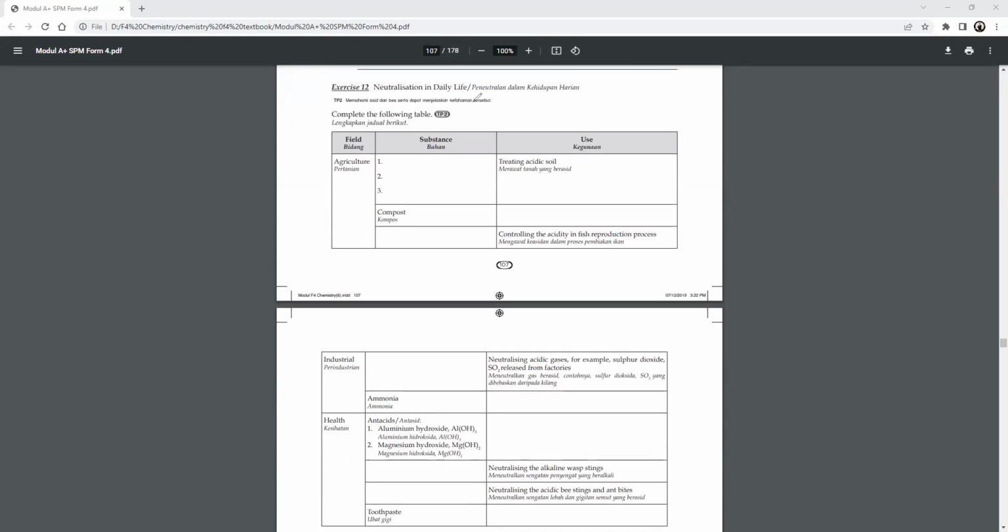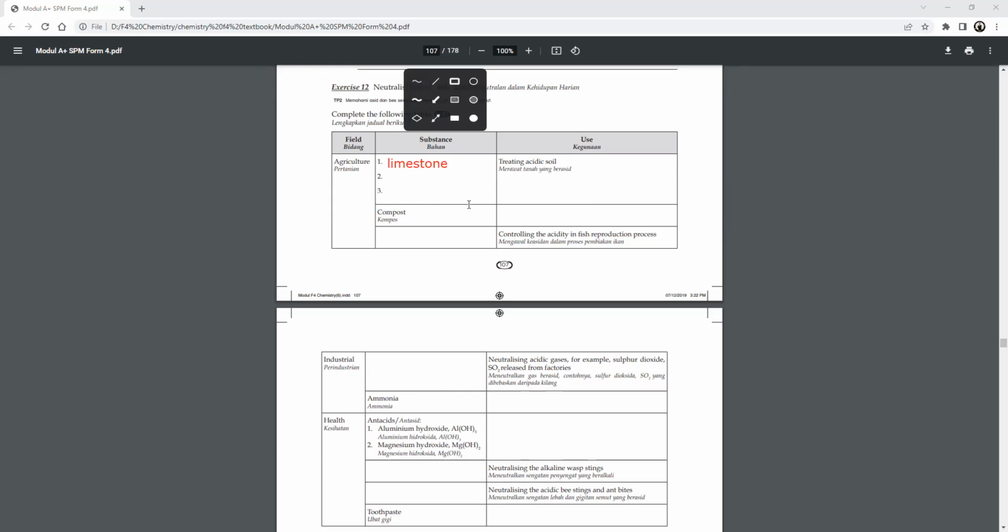Neutralization and its use in our daily life. Agriculture: to treat the acidic soil. The substance that we use, I asked you to read. What is the substance that you use to treat acid soil? You need some alkali. So you can have limestone.